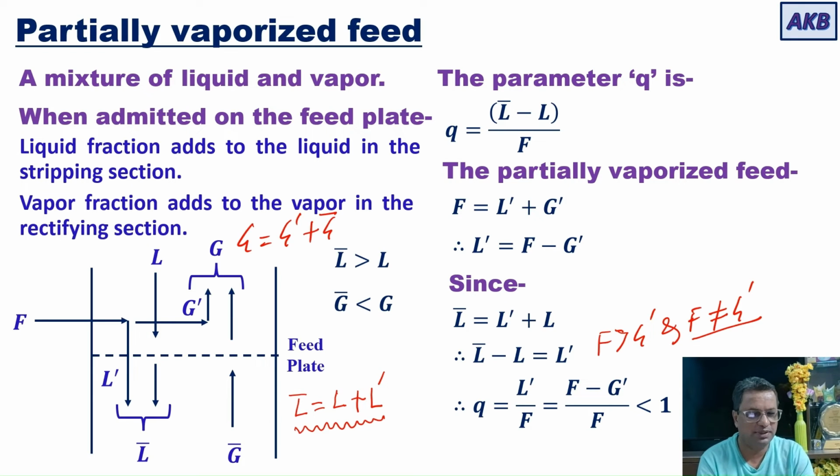Okay, so considering these two facts, you can further say that for partially vaporized feed, Q lies between 0 and 1. It will not have a value of 0. It will not have a value of 1, but its value will lie between 0 and 1. So what are we supposed to remember over here? For partially vaporized feed, Q is between 0 and 1. It is not 0, it is not 1, but between 0 and 1.